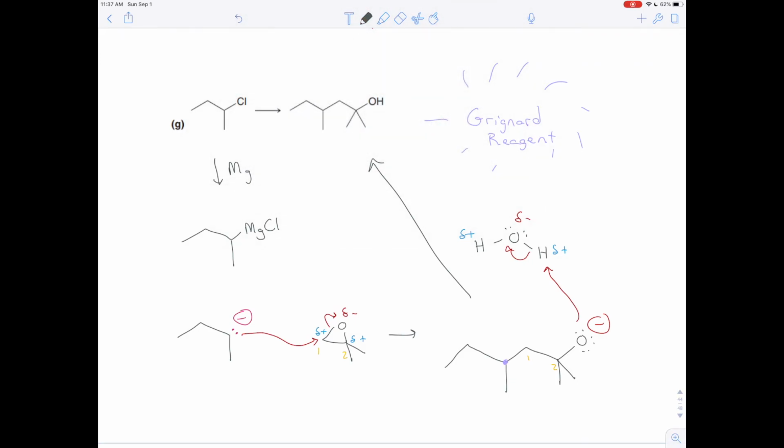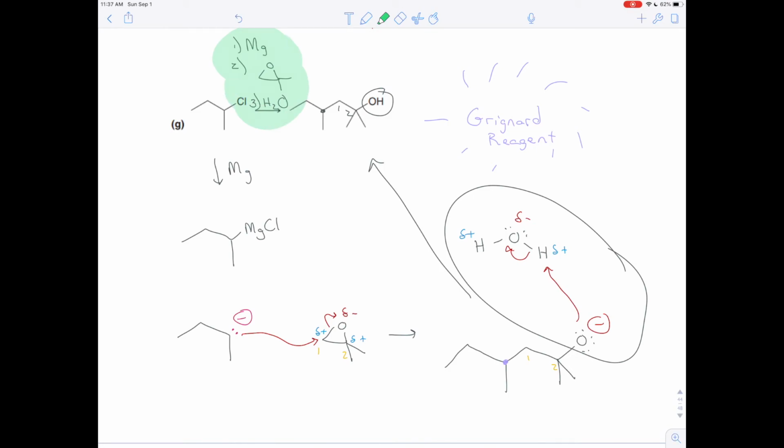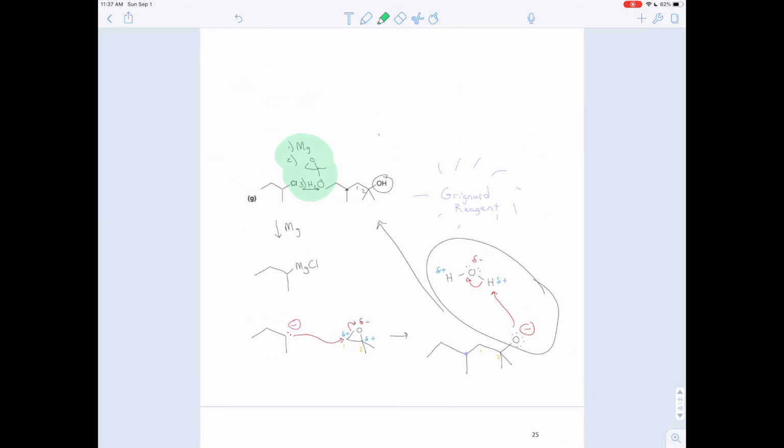So from the beginning, from the top, the first thing we did was we added solid magnesium. That created our Grignard reagent. Once we had that, we saw that the functional group was 2 carbons away from where the Grignard was attaching. And because of that, we knew to draw an epoxide. We looked at the branches on that epoxide to draw the correct epoxide. After the epoxide, we just calmed down the oxygen by giving it a hydrogen. And so the answer for this one is just those 3 steps: magnesium, the epoxide, and water.